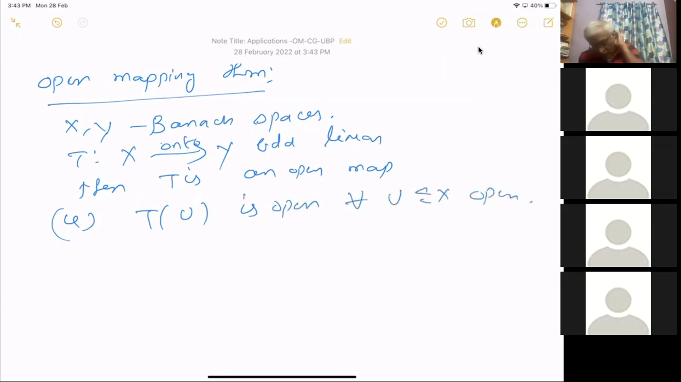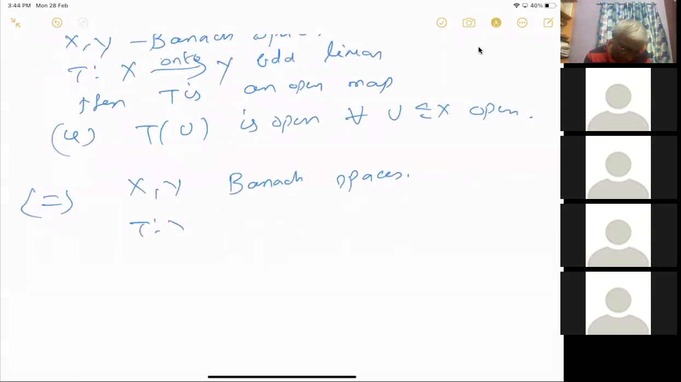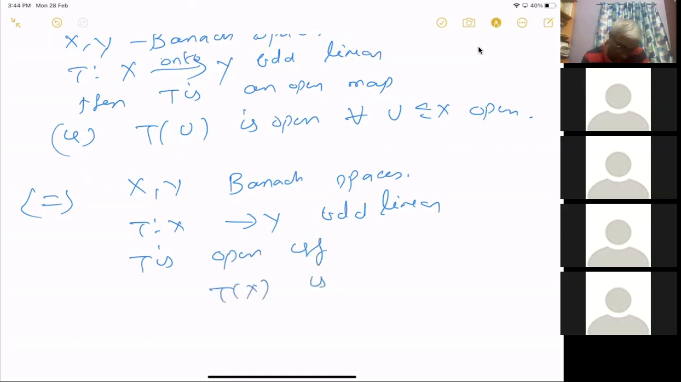Okay, so we don't actually need it to be onto. The Banach space requirement is important. So we can equivalently say that if X, Y are Banach spaces, and this is an equivalent form, the same thing: if T is a map from X to Y, bounded linear, then T is open if and only if T of X is closed.